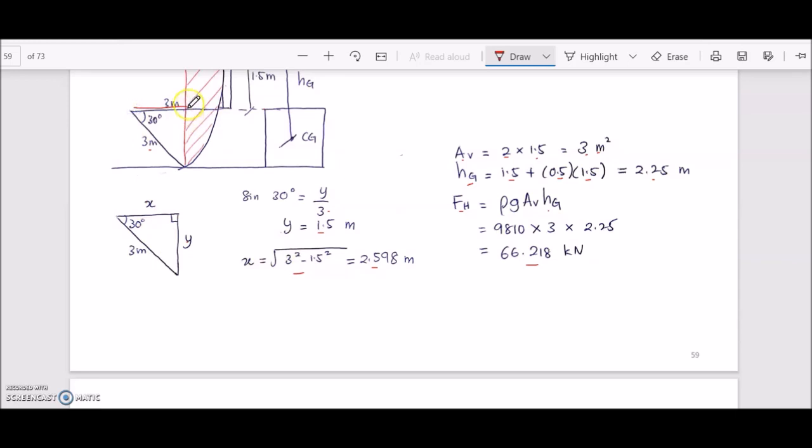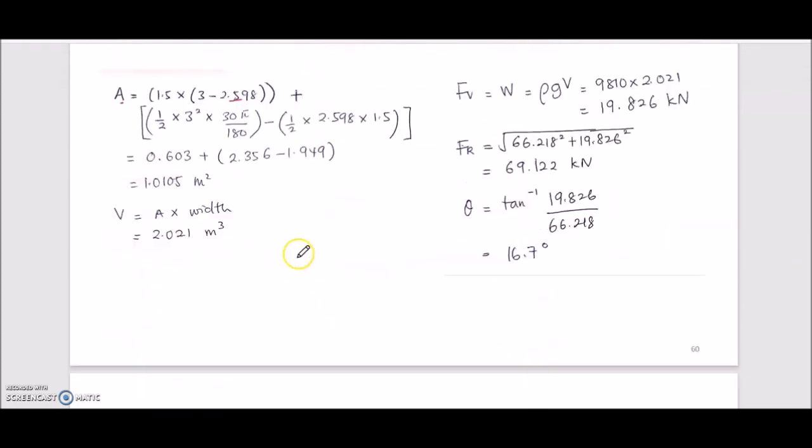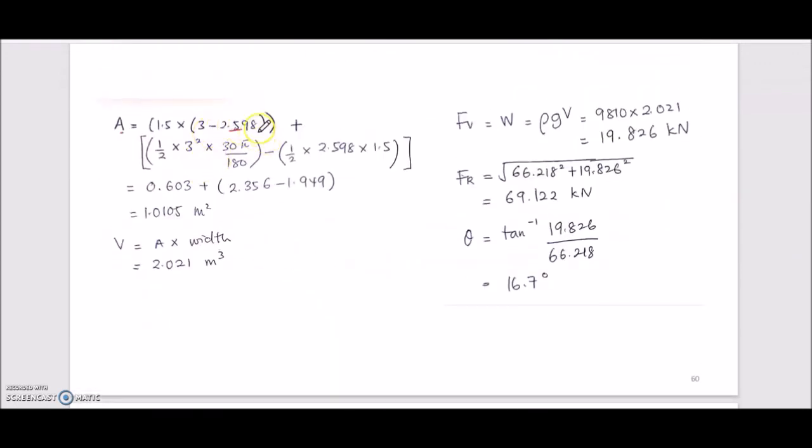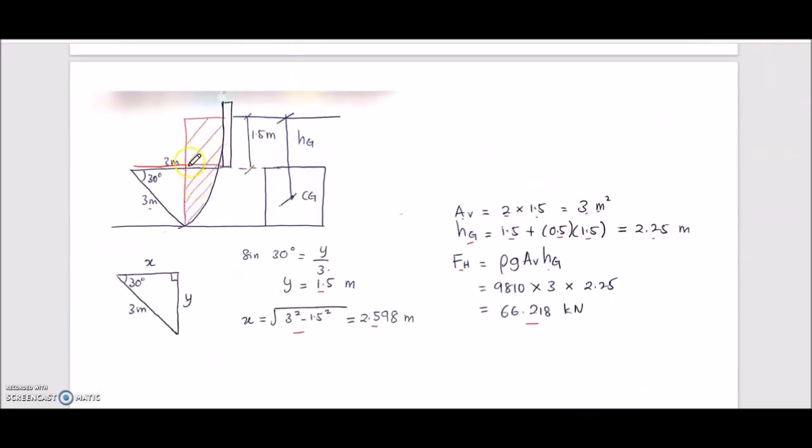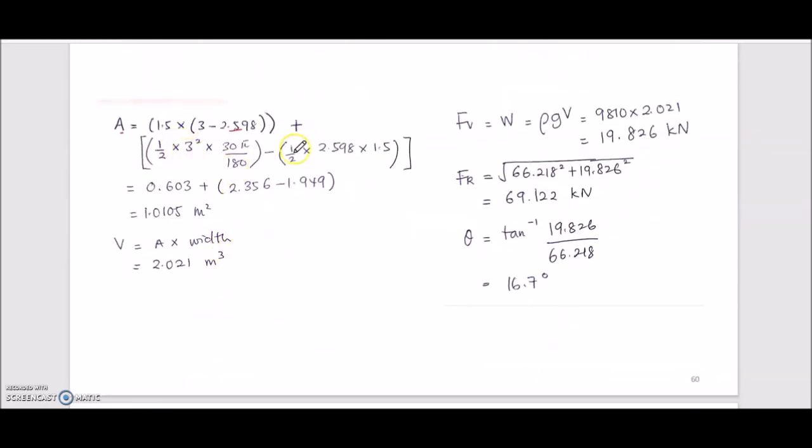So now we need to know the distance from here to the wall. Therefore, you just do 3 minus 2.598. Okay, so you have the area for this shaded part. Now we calculate the area, and then you get 1.0105 meters square. So now we multiply by the depth, that is 2 meters, so we get 2.021.